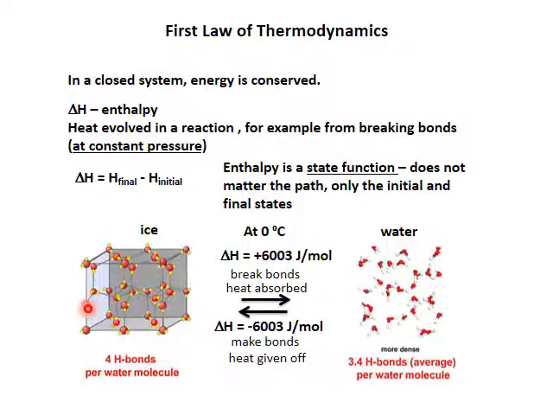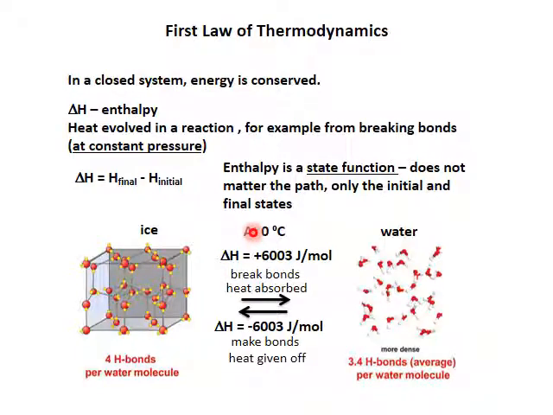So let's look at our example here of the melting of ice. Recall that water molecules are maximally hydrogen bonded. So every water molecule has 4 hydrogen bonds: 2 donor hydrogen bonds and 2 acceptor hydrogen bonds for each water molecule. So it ends up being 4 hydrogen bonds per water molecule.